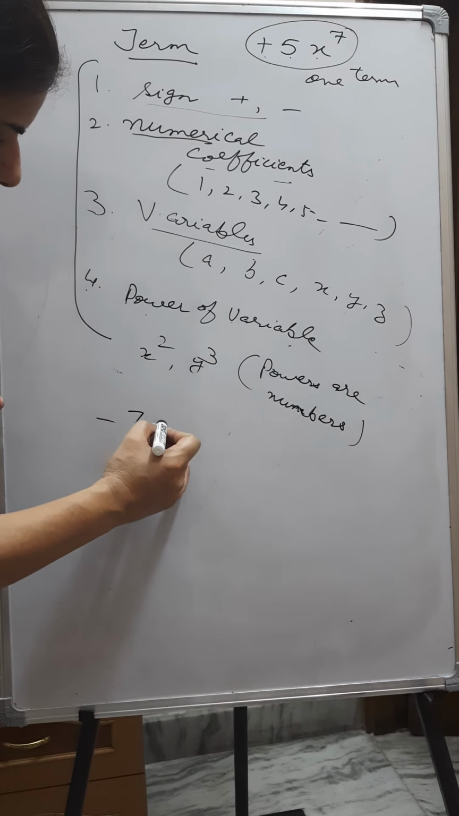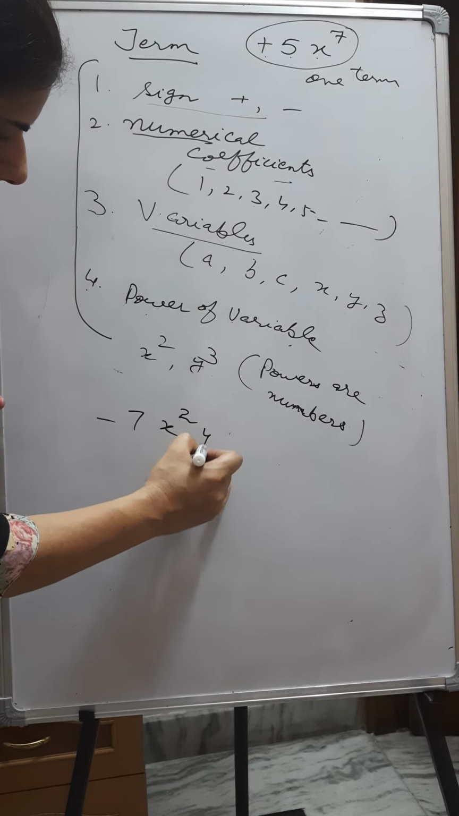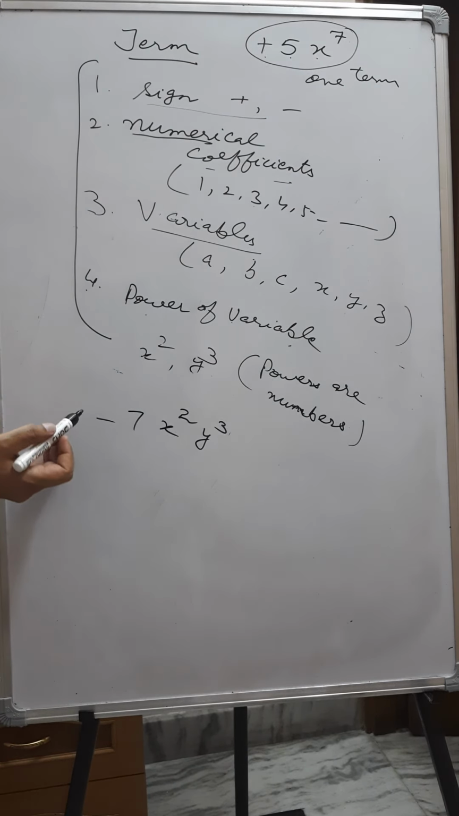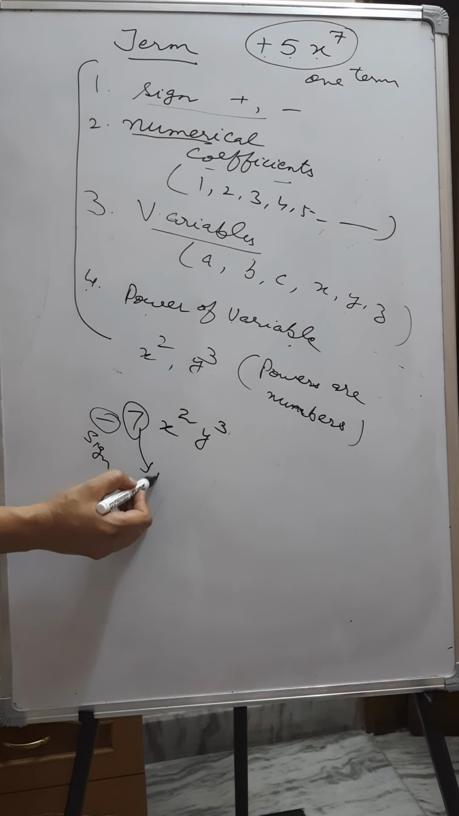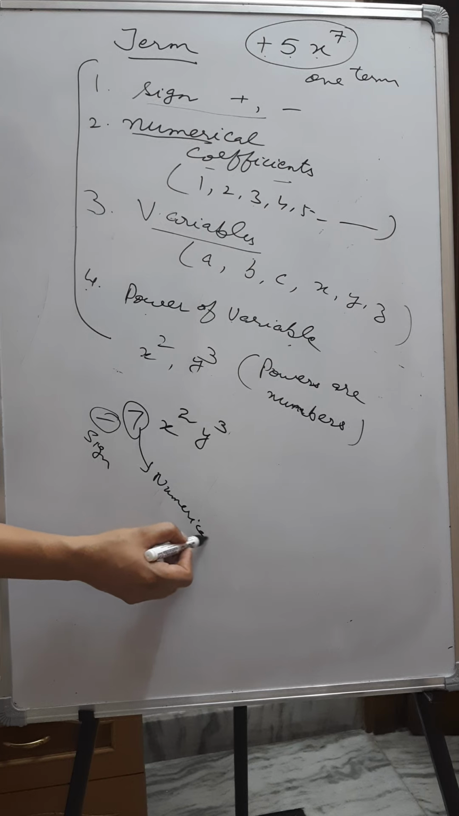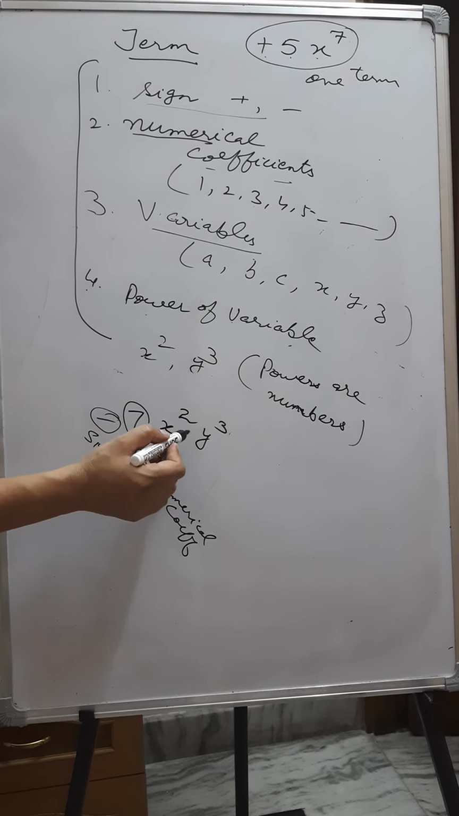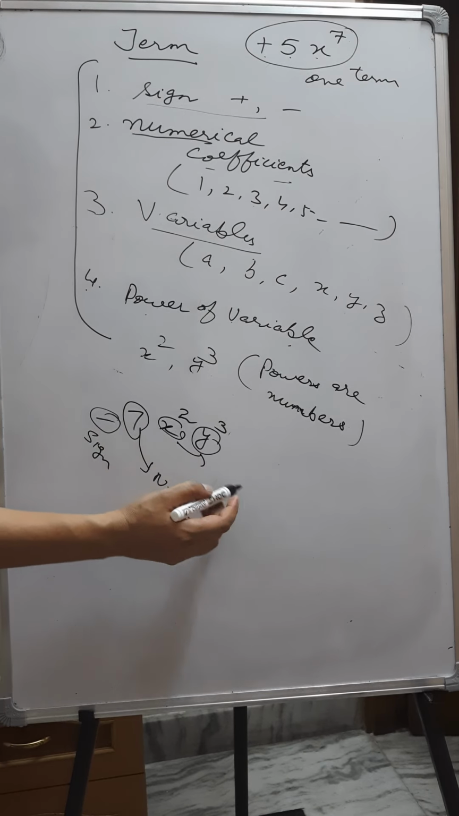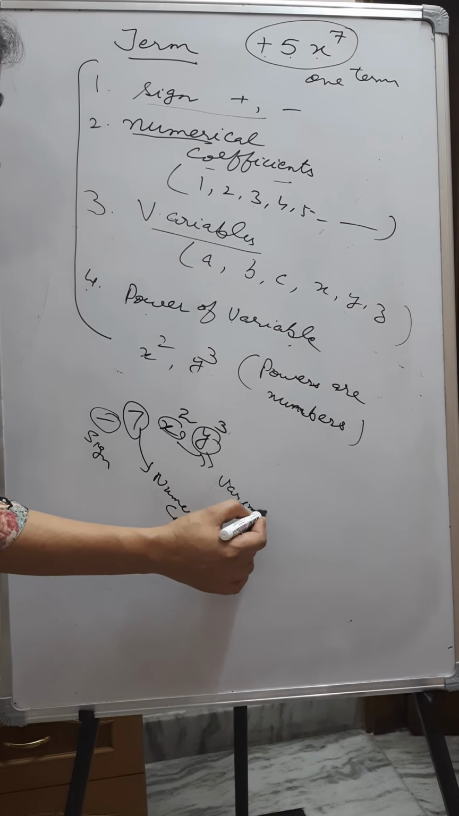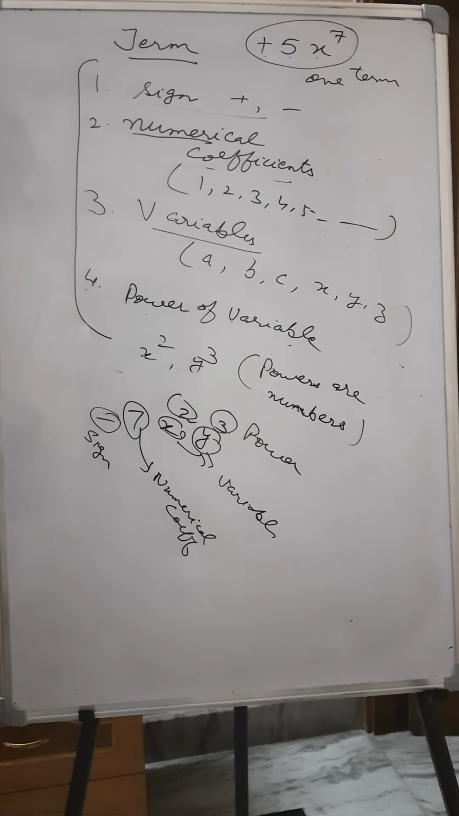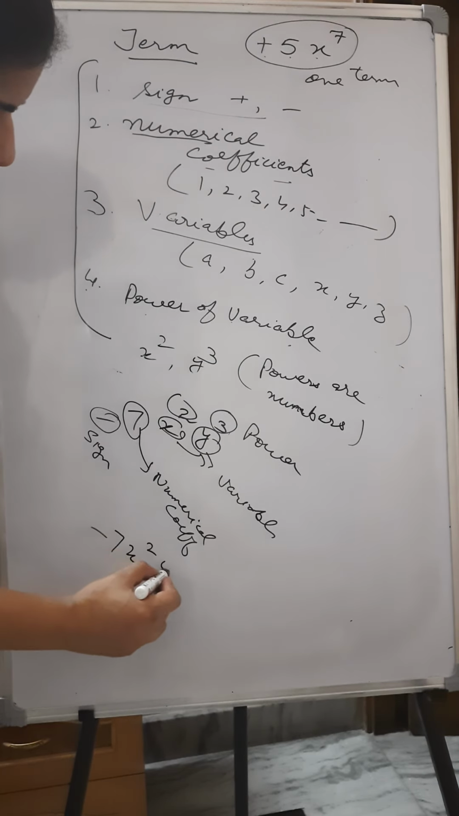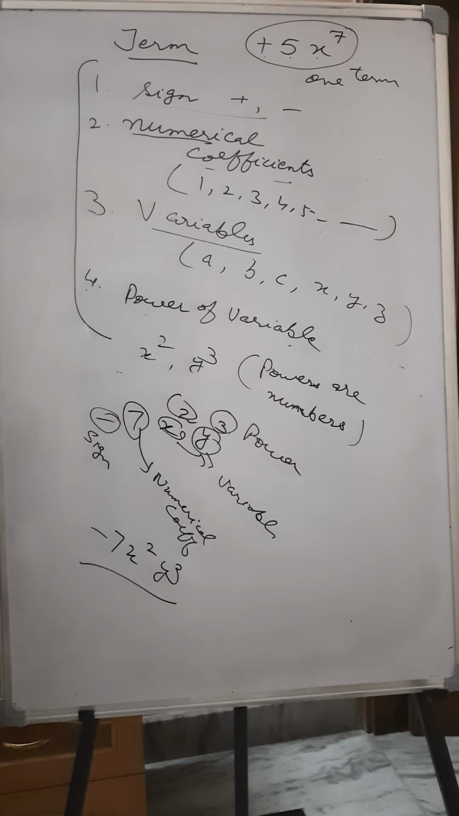Minus 7 x square y cube. Sign is there, numerical coefficient is there, two variables are there, and each variable has a separate power, and all these things together form minus 7 x square y cube, one term.